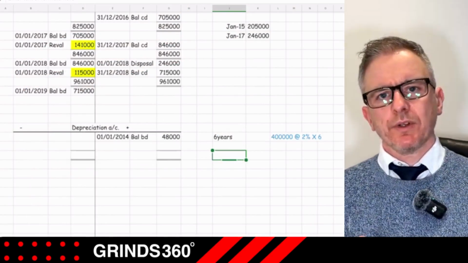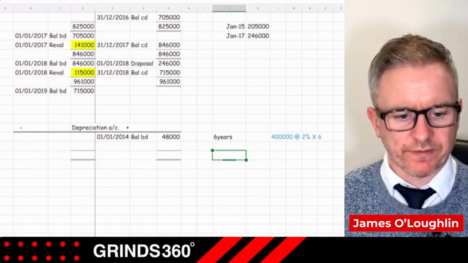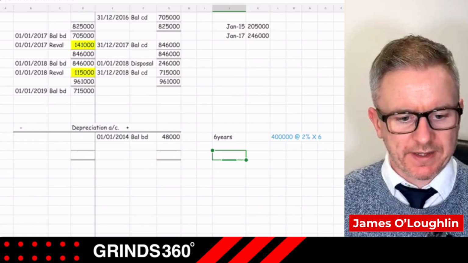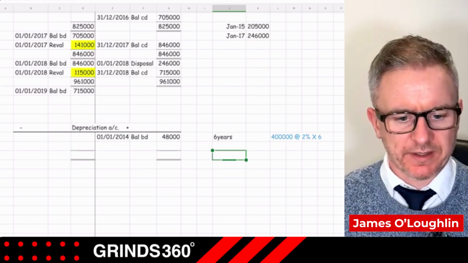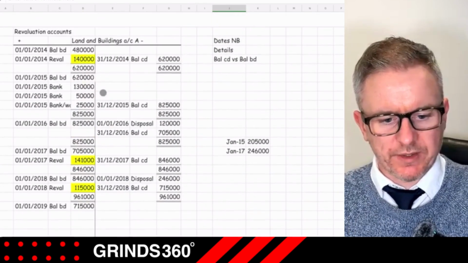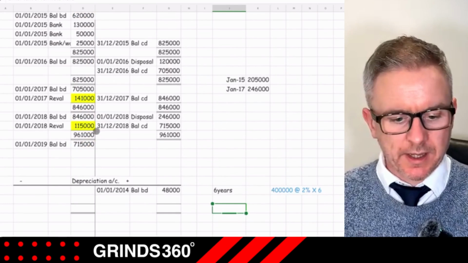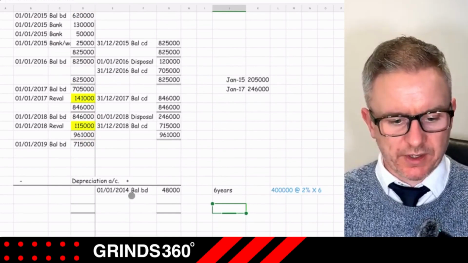Hi everyone, so what we're going to look at now is our depreciation account. Up until now we have everything done for our particular asset account, in this case land and buildings. We have everything marked in that we need. We have our new values put in all the way along, 2014 right up to the opening balance in 2019. And now we need to do the same for our depreciation account.